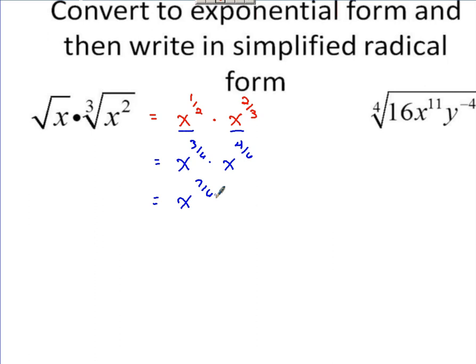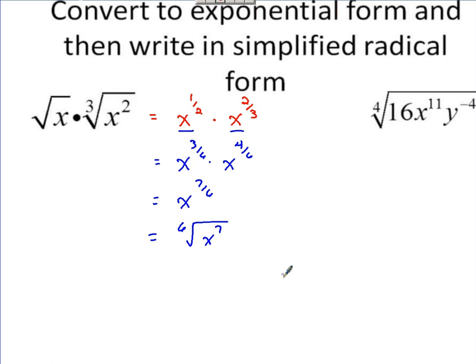Which, if I convert that to the radical form, because that's how I started, I want to go back to how I started. The denominator gives me the index number, so it'd be the 6th root. And then the numerator, I can just slap on that x that's underneath that root.